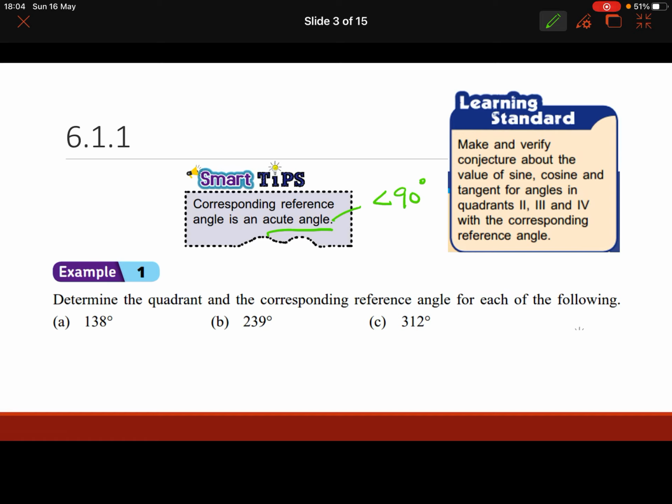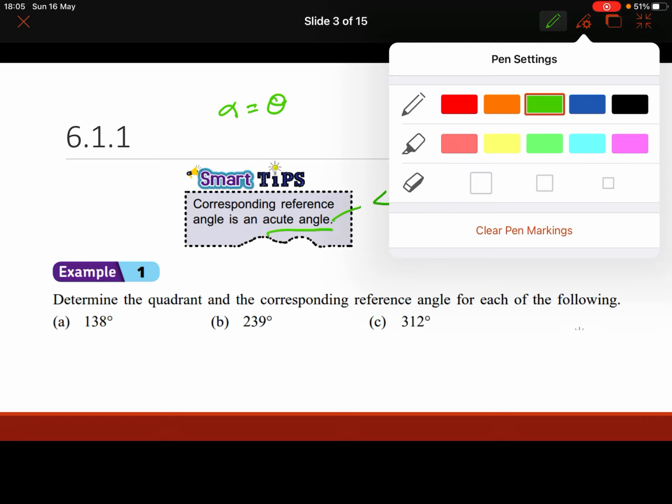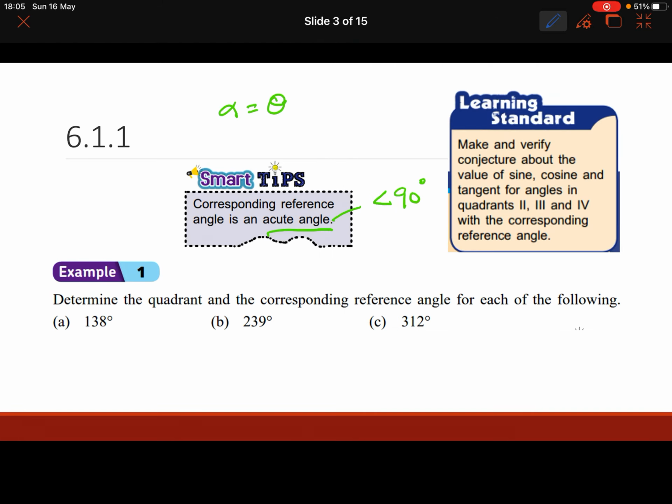So angles in quadrants 2, 3 and 4 have corresponding reference angles alpha. The angle in quadrant 1 itself is the corresponding reference angle. So if it is in quadrant 1, then the corresponding reference angle equals to the value of theta. So do you still remember the theta is the angle between the radius and the positive x-axis when we measure anti-clockwise. Okay. So example 1, determine the quadrant and the corresponding reference angle for each of the following.